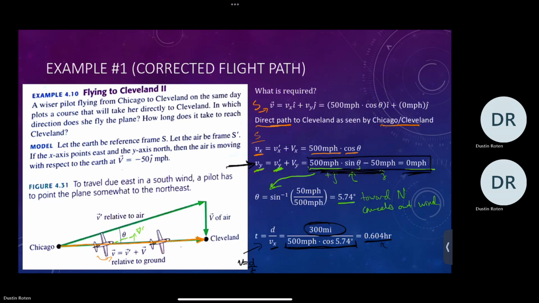Just like here, we wanted the people in Chicago and the people in Cleveland, if they were watching us fly, to make sure they saw us travel in a straight line. Okay, it's tricky to think about, but that actually helps you set up these equations. You know that in the big S frame of reference, something's got to equal 0. In our case, Vy had to equal 0. So here's where pictures get really important. And going slow and taking your time is also very helpful.